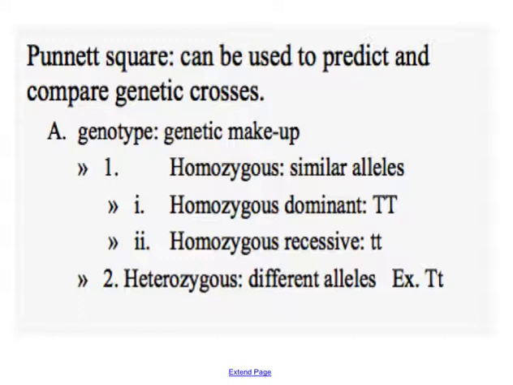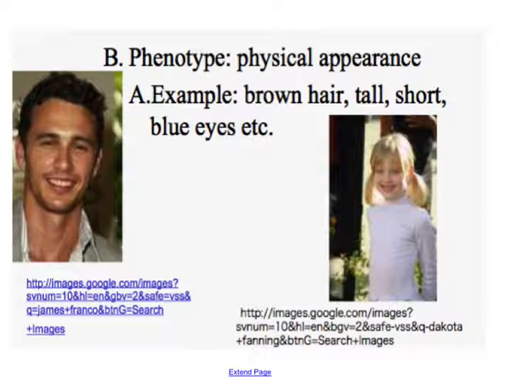Let's talk about the phenotype, the physical appearance. The phenotype is the physical appearance. Phenotype, physical. Whereas genotype represents the genes. Genotype, gene. The phenotype are things that you can see with your actual eyes, like brown hair, tall, short, blue eyes, etc. All right, let's try an example of a Punnett square.